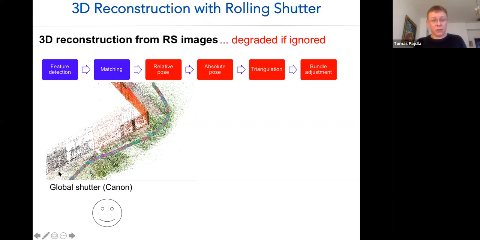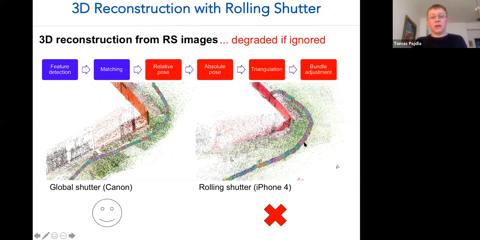We see the reconstructed building, we see the ground plane, and all the angles are reasonably correct. Vertical lines seem to be vertical and so on. If you do the same thing with a rolling shutter camera, that means an iPhone 4, for instance, or whatever other cellular phone, we see that there is a result, there are some 3D points, but of course, the geometry is distorted, the camera trajectory is very different, and also the quality and the number of reconstructed features is often smaller.